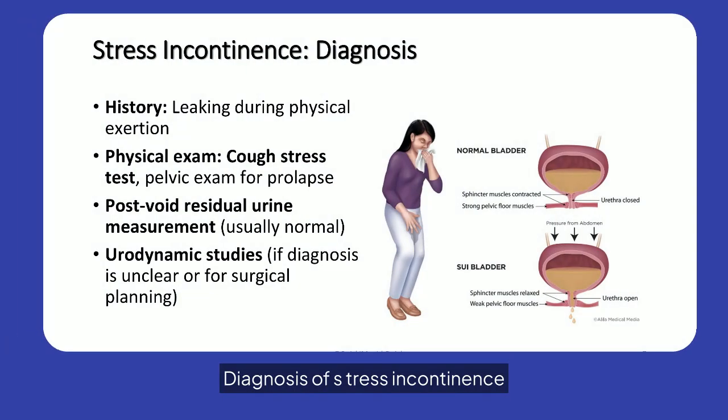Diagnosis of stress incontinence includes a history of leakage during exertion, physical exams, and post-void residual urine measurement. Urodynamic studies may be conducted if the diagnosis is unclear or for surgical planning.